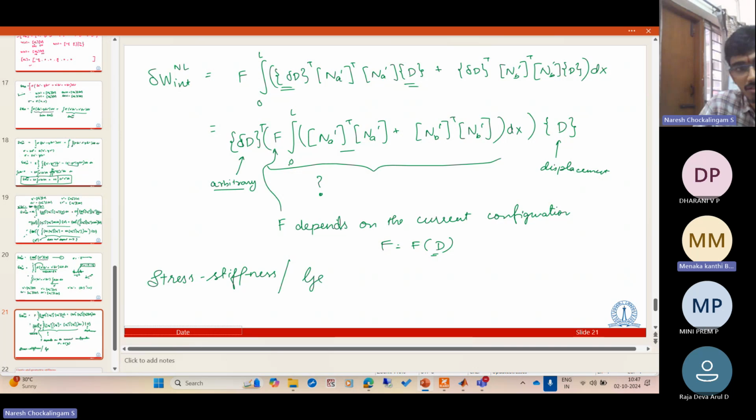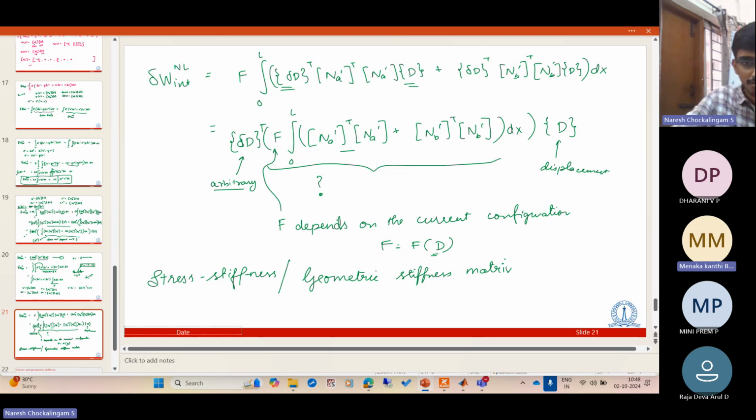It is called the stress stiffness matrix because there is no dependence on the material properties here. Neither I nor E, nothing comes into play, and only F is affecting this matrix. So this is called the geometric stiffness matrix.